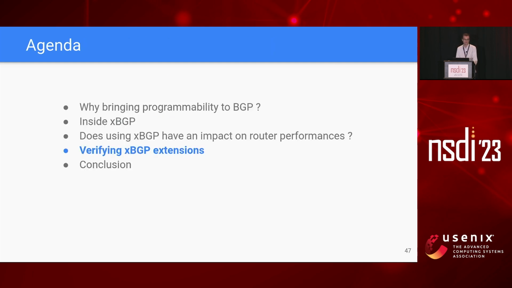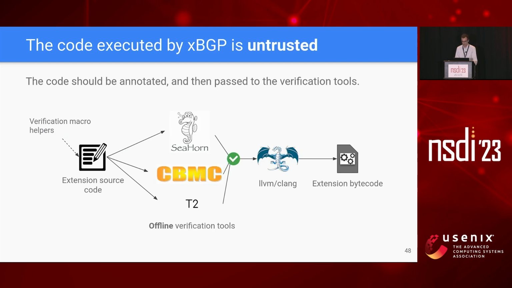So yeah, now the operator has a way to write his own program, but does it break the BGP implementation? Actually, maybe, because it could write a buggy extension code that could crash the routers. And to help with this kind of problem, we have built a verification framework that takes the source code of an extension that you need to annotate with some code, then passes it to several verification tools. Then if the verification tools say there is no problem with your extension, you compile it, and then you are ready to push it into your xBGP routers.